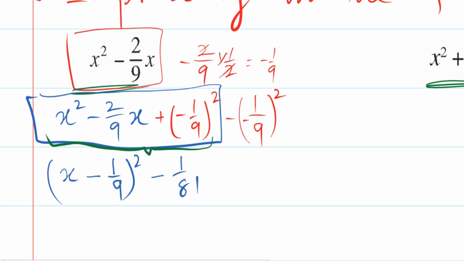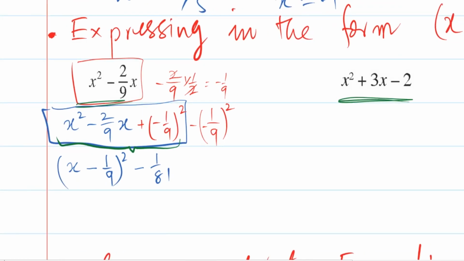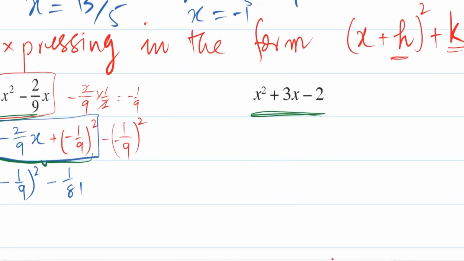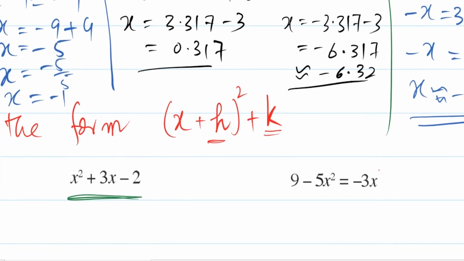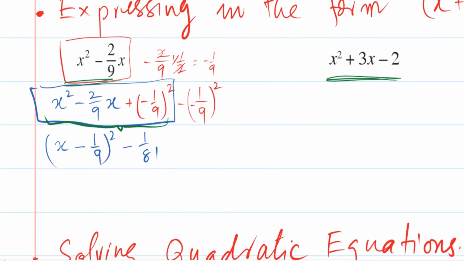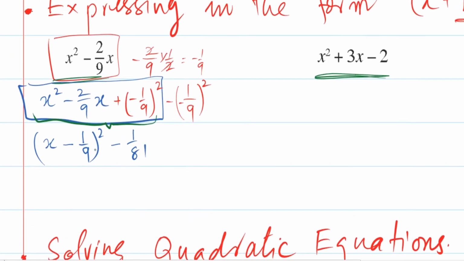We have expressed the expression in the form x plus h whole square plus k. What you can see here is x minus 1 over 9 whole square minus 1 over 81. This is when we have only two terms, and the first term given is only x square, meaning x square with coefficient 1.